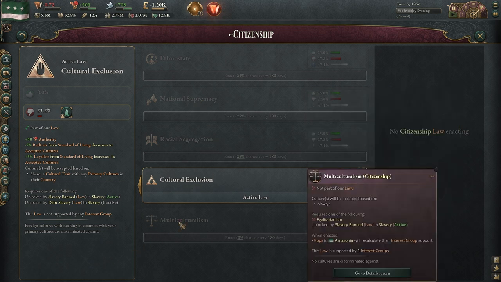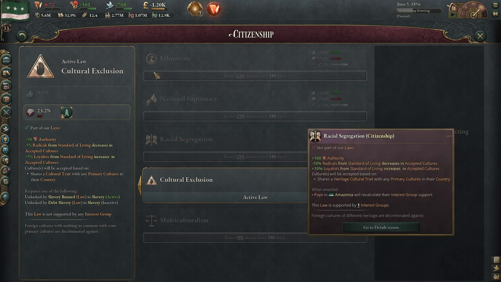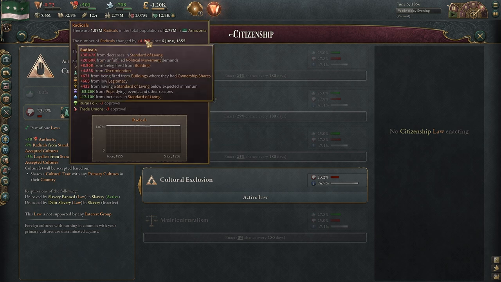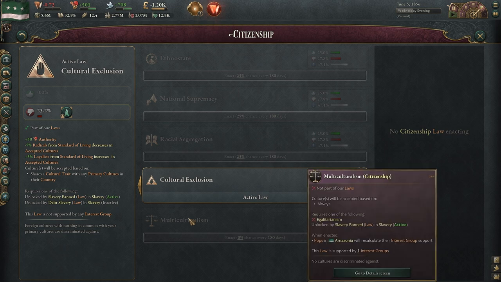One other thing to note is we do completely lose the minus radicals and the plus loyalists, which does hurt, because racial segregation is 10%, right? So if we look up here really quick, we have a pretty big number here. You see 38,000, right? So 10% of that is 3,800 people would swing potentially over to loyalists, as well as reducing the radicals. So that is pretty big, but you can make up that difference with other laws. So I think multiculturalism, getting everyone accepted and lowering turmoil, is just the way to go.